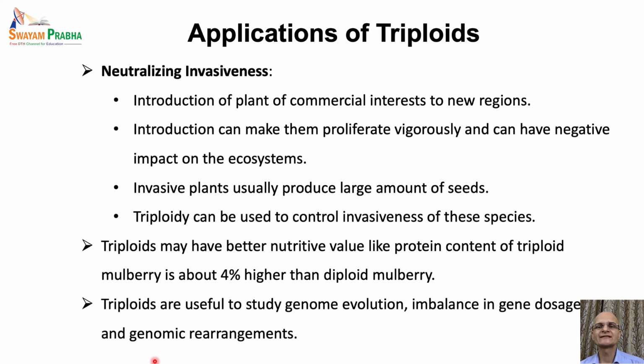Triploids are useful in several ways in research too. Like, these can be used to study genome evolution, that is, the imbalance in gene doses and its consequences. And these can be used to study genome rearrangements too. So in this way, triploids are helpful to study genetic regulation, or how the different genomes interact with each other. Overall, triploids are very important commercially in the agriculture and horticulture industries.